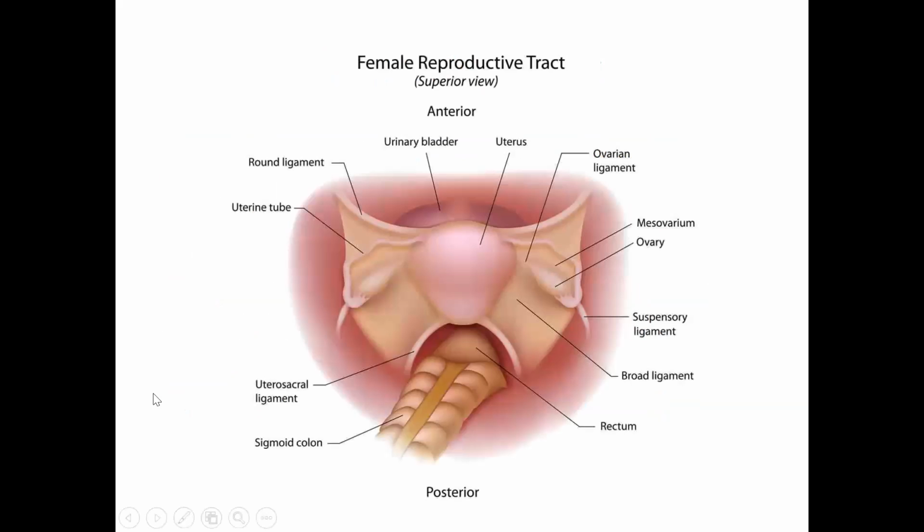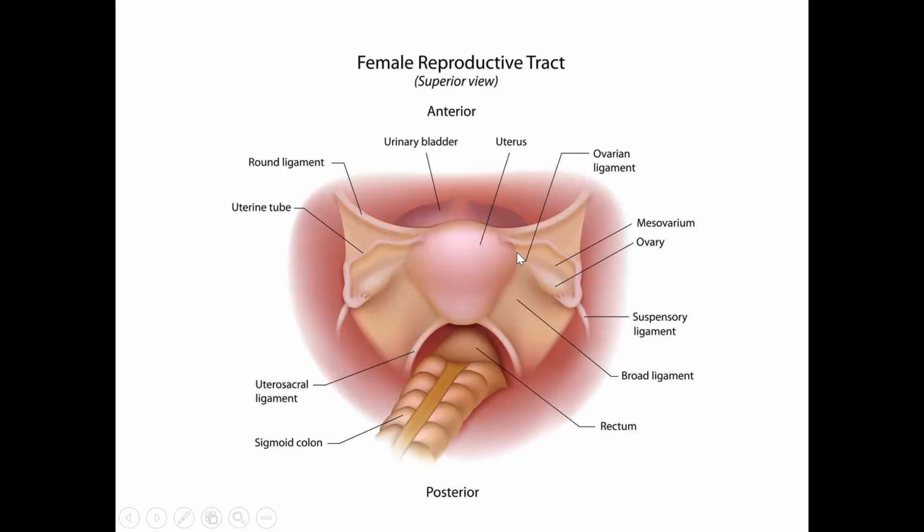Okay, so here we go. So this whole sheet is going to be our broad ligament, the whole thing. A suspensory ligament is basically just architecture. It's just holding things up. The ovarian ligament is the one that holds the ovary close to the uterus.